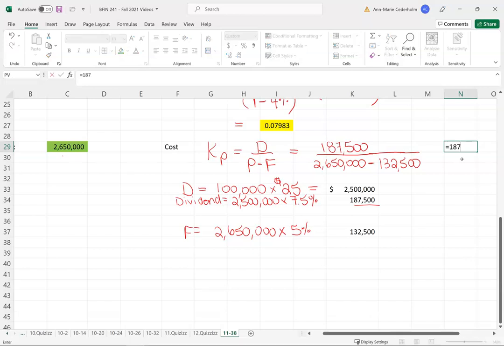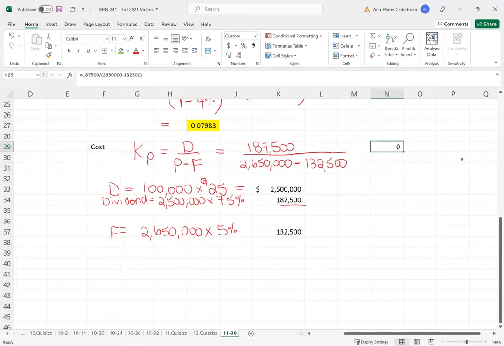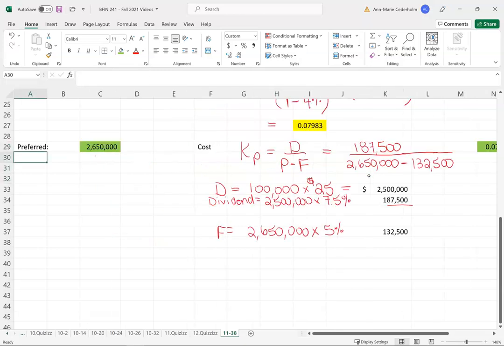So now let's put the formula in here and see what that comes out to. 187,500 divided by 2,650,000 minus 132,500. And we'll want to round this to 4 decimal places too. So the cost is 0.0745.